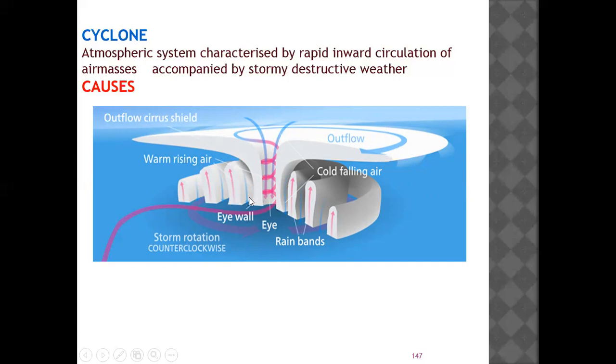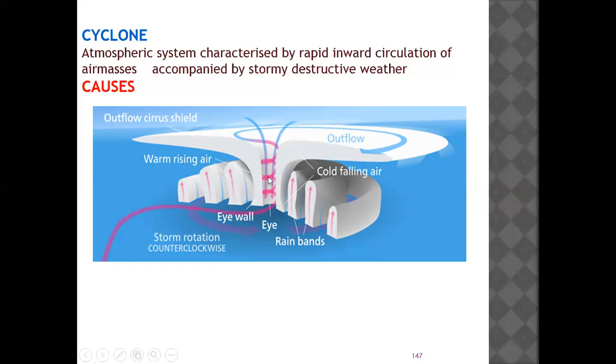All cyclones have an eye, which is an extremely calm place at the center of the cyclone. That is called the eye. Here the air is moving at a very low speed, unlike the outer areas. Now what happens in a cyclone is that the warm air rises up and then moves anti-clockwise in the outskirts of the cyclone.